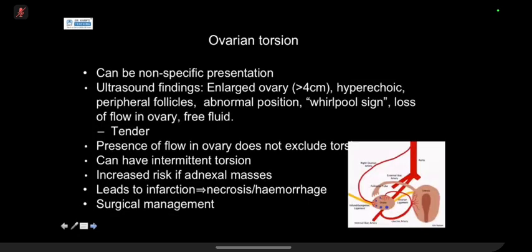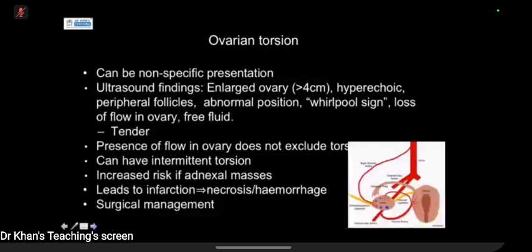Ovarian torsion is, again, a clinical diagnosis in the UK. If the clinicians are worried about it, they should take the patient to theatre and not ask for an ultrasound. But if it's an atypical or delayed presentation, they may ask us to ultrasound the patient. The findings we tend to see are an enlarged ovary of more than 4 centimeters, which was the case here, and it can be hypoechoic. The peripheral follicles are the key here. They get really peripherally located follicles, and the ovary is often in an abnormal position.